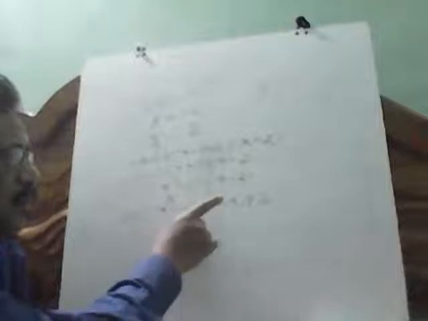Now this polynomial is given. Already you know alpha, beta, gamma. The three zeros are given. The coefficient of x cube is 1. Coefficient of x square is minus 2. Coefficient of x is minus 1 and the constant term is 2. Here a is 1, b is minus 2, c is minus 1 and d is 2.